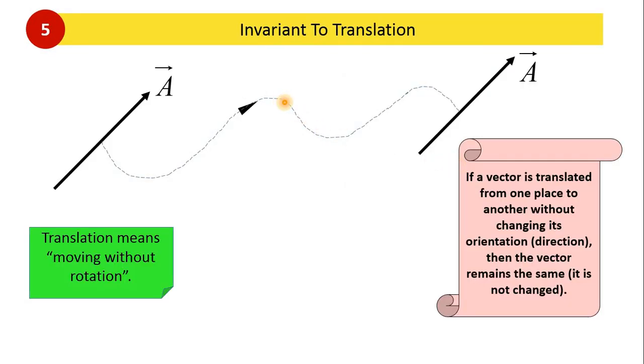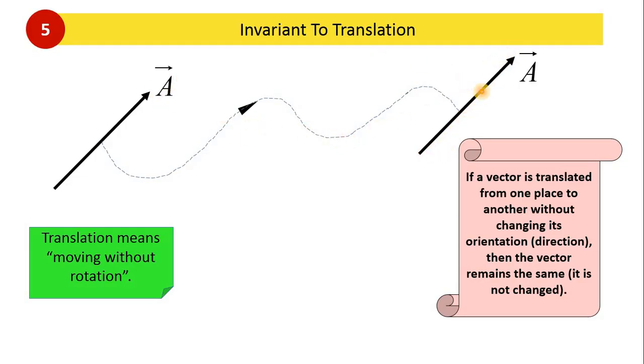Fifth property of vectors, invariant to translation. What is the meaning of invariant? Actually, invariant means something that doesn't vary, not varying, not changing. Suppose we have a vector A and this vector is translated along this path, any kind of random shaped path, and brought to a new position without changing the orientation, means without making any rotation to this vector. So translation actually means moving without rotation. So imagine that this vector arrow is moved along this path and its direction is maintained the same.